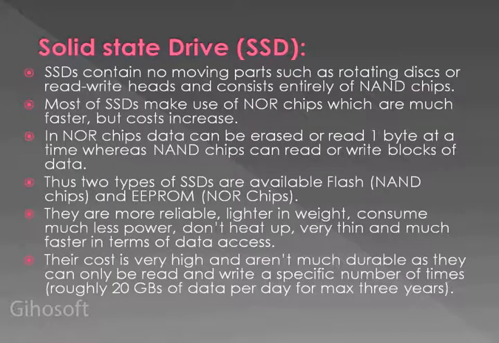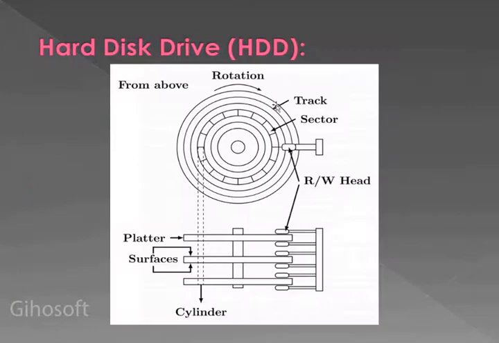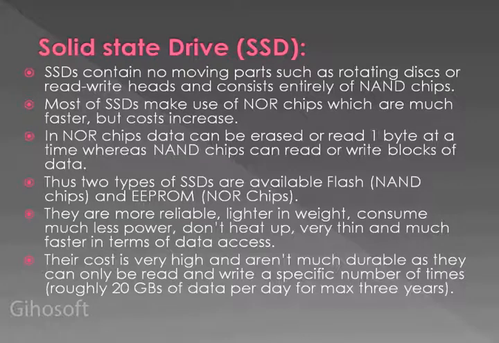The next type of secondary storage device which we have is the solid state drive or SSD, and it was designed in order to reduce this problem that the blocks of data are scattered all over the hard drive and it takes time to open larger files. They contain no moving parts such as rotating disks or read-write heads and consist entirely of NAND chips.